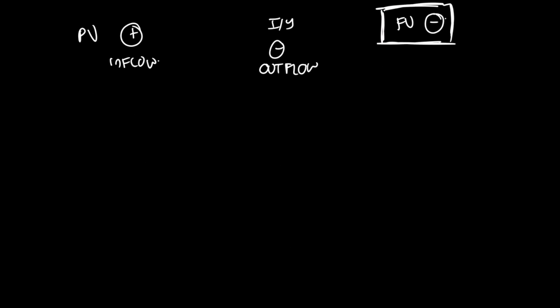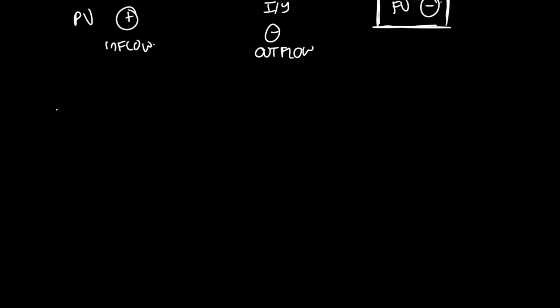So let's write down everything we know for this question. We know that n is equal to 8. We know that IY is equal to 15, but it must be an outflow. So it's actually negative 15.